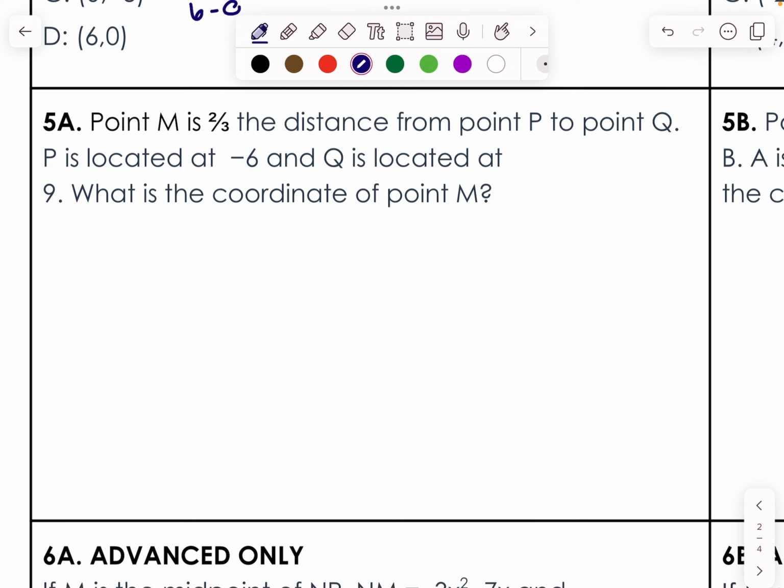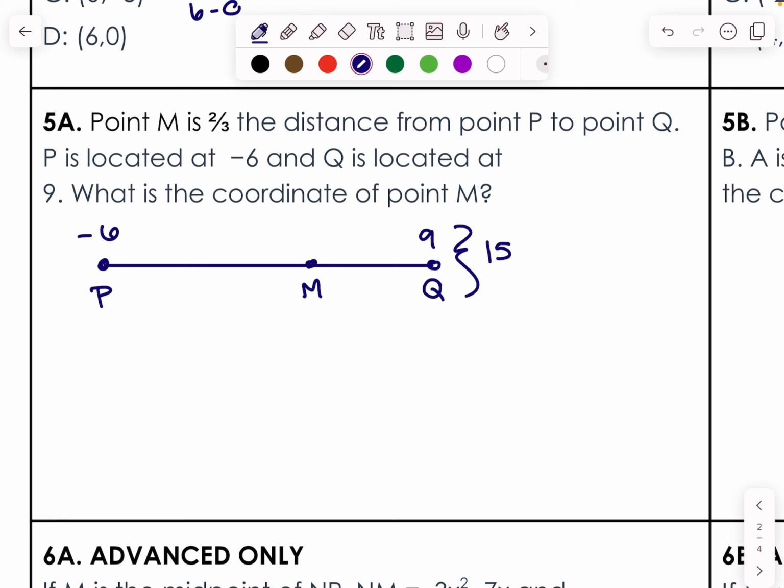Okay, 5A is talking about fractional distance. On these, the best thing to do is start by drawing a number line. M is 2/3 the distance from P to Q. So here's P, here's Q, and M is 2/3 away. P is located at -6 and Q is located at 9. So the total distance is going to be 15. And we know that M is 2/3 away, so we do 2/3 of 15, which is 30 divided by 3, which is 10.